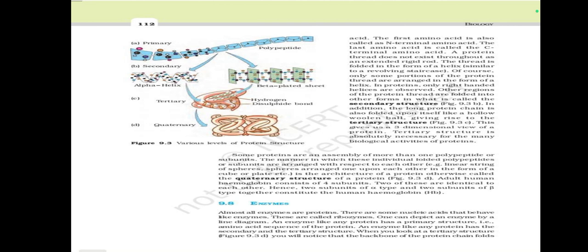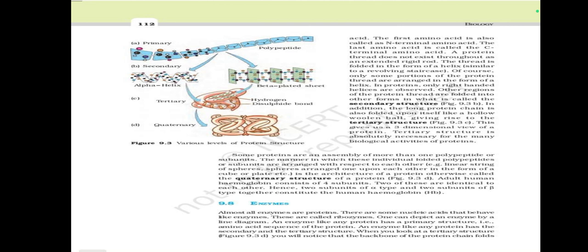For example, Figure 9.3d. Adult human hemoglobin consists of four subunits. Two of these are identical to each other, hence two subunits of alpha type and two subunits of beta type together constitute human hemoglobin. Enzymes.